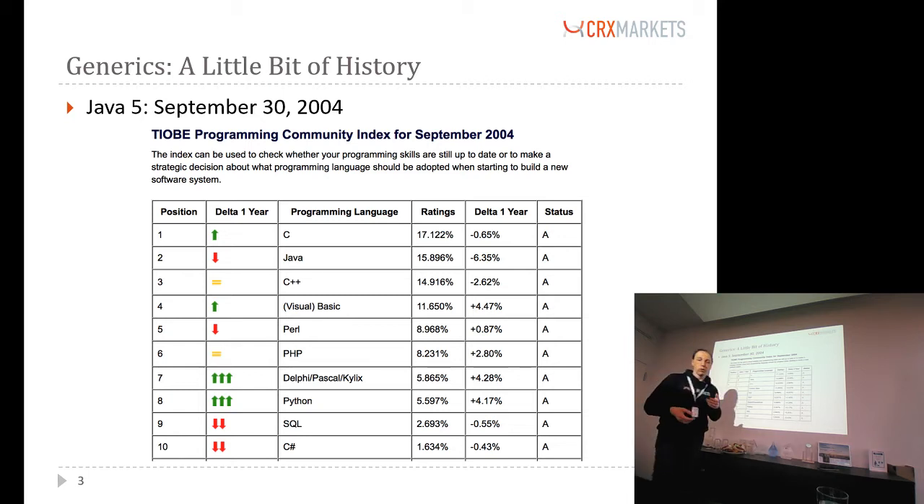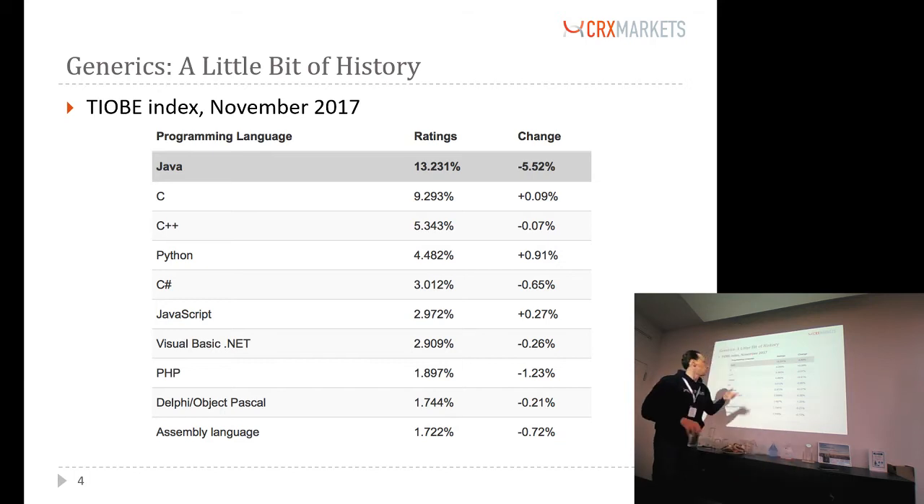If you look at the more modern TIOBE index, for example for November 2017, you will see that at least 5 of these languages have generics. Java, C++ as templates, Python has type annotations with generics, C# has generics, well, JavaScript. Visual Basic has generics because it's based on the .NET platform. PHP, no. Delphi also has generics. For some reason, assembly doesn't have generics. I don't know why. But this is a common mainstream feature nowadays. So for 2004, it was really innovative.